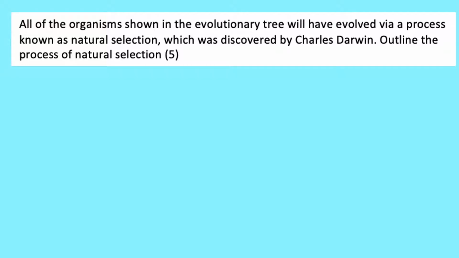All of the organisms shown in the evolutionary tree will have evolved via a process known as natural selection, which was discovered by Charles Darwin. Outline the process of natural selection for 5 marks.